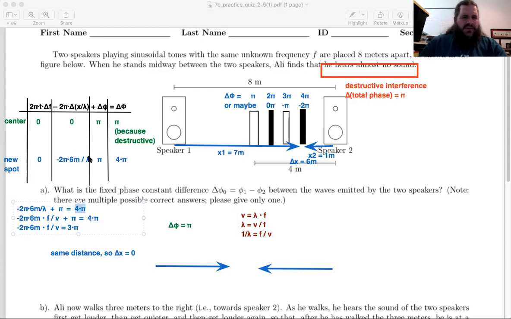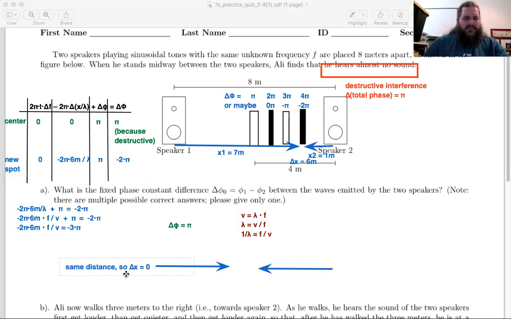So instead of saying this is 4 pi, let's say this is negative 2 pi, which is an easy fix. We just modify these equations. And then when we subtract pi, what do we get? Negative 3 pi. Yeah, negative 3 pi. And now it looks like this is going to work out well. We'll end up with a positive value for frequency.